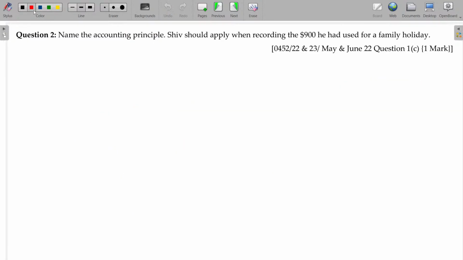Now, name the accounting principle Shiv should apply when recording $900 he had used for a family holiday. Okay, family holiday cannot be recorded in your books. It means the amount spent from the business for his personal purpose. If the money is used for personal purpose, this will be drawings. As per what concept? Separate entity concept or business entity concept? Business entity concept. Is that clear?